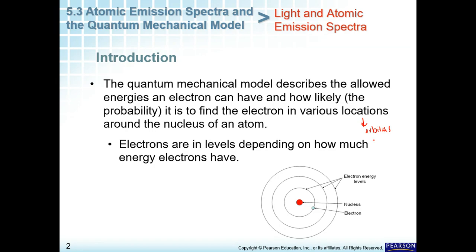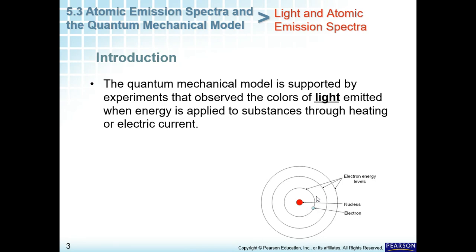Now remember, these various locations, usually we call them orbitals. So usually we have energy levels, and within energy levels we find orbitals, and within orbitals we find electrons. Now electrons are in these different levels depending on how much energy those electrons have. And I know down below this is a picture of the Bohr model, but it gives us the best visual representation of what's happening.